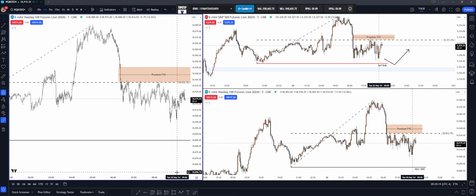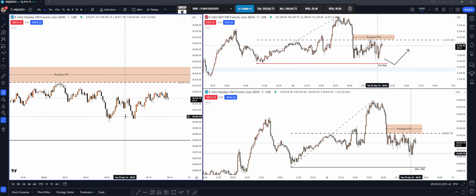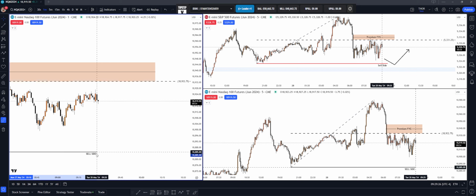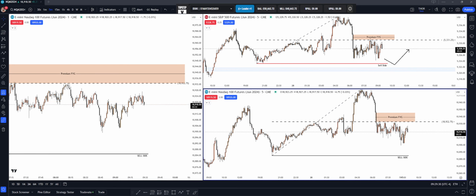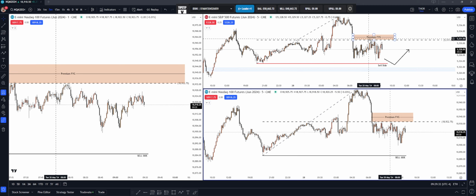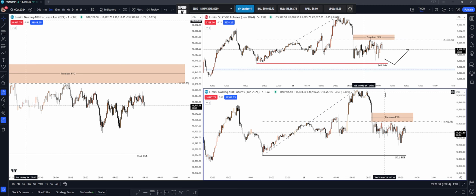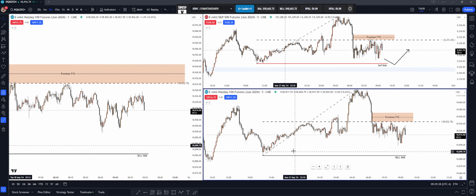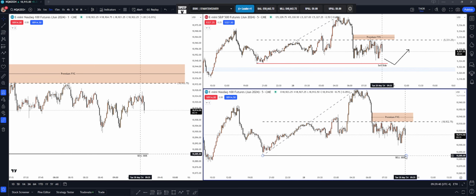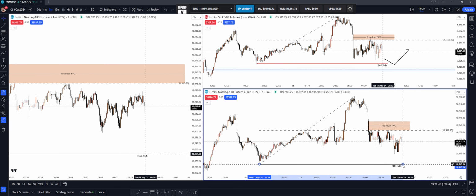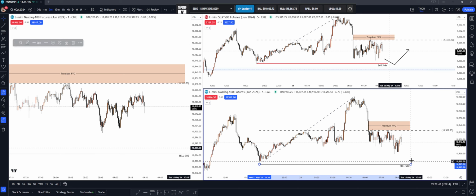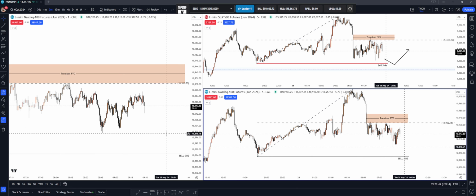I think it feels like it's going to deliver almost immediately at 9:30. So there's an SMT divergence, the bearish SMT divergence. There's a sell side objective. Bearish PDRs are being respected right now. Let's see how 9:30 reacts.